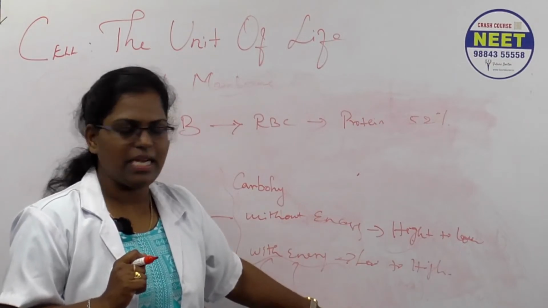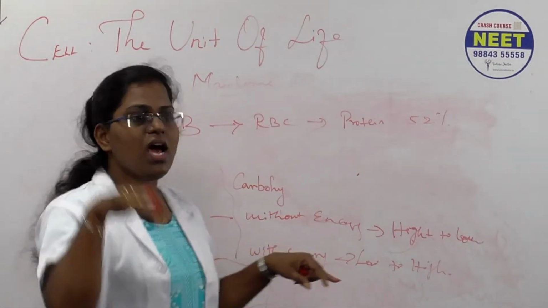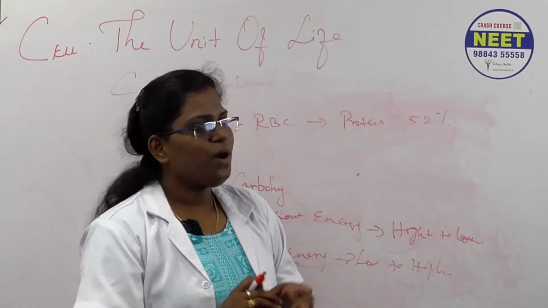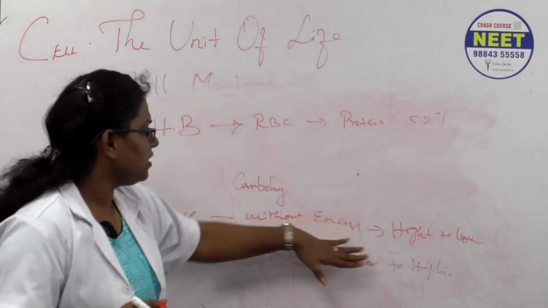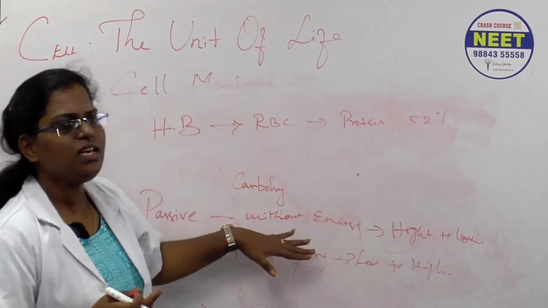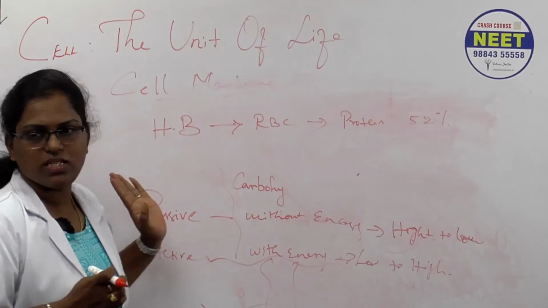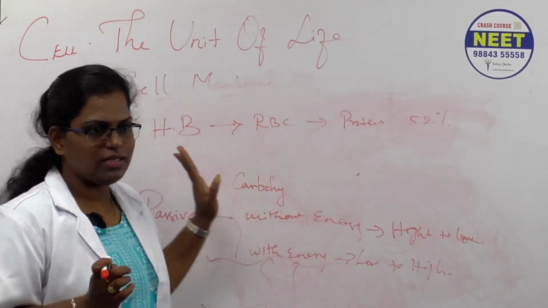In the form of ATP, that is active transport. And passive transport is higher concentration to the lower concentration, that is osmosis. Without energy, from higher concentration to lower concentration, energy is not needed, that is passive transport. This is active and passive. Okay, are you people able to understand?